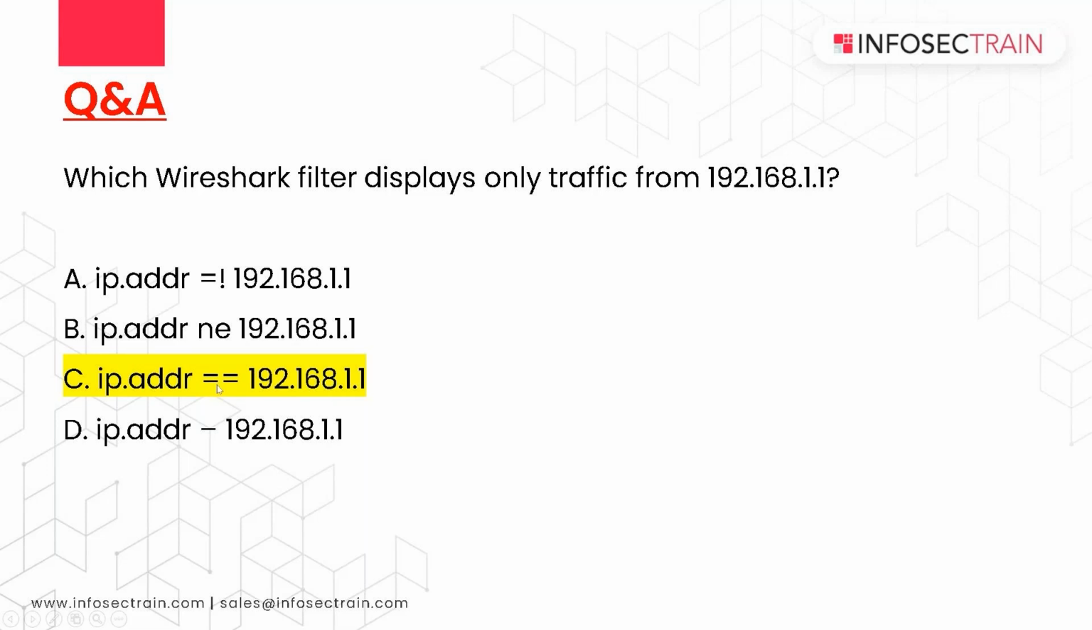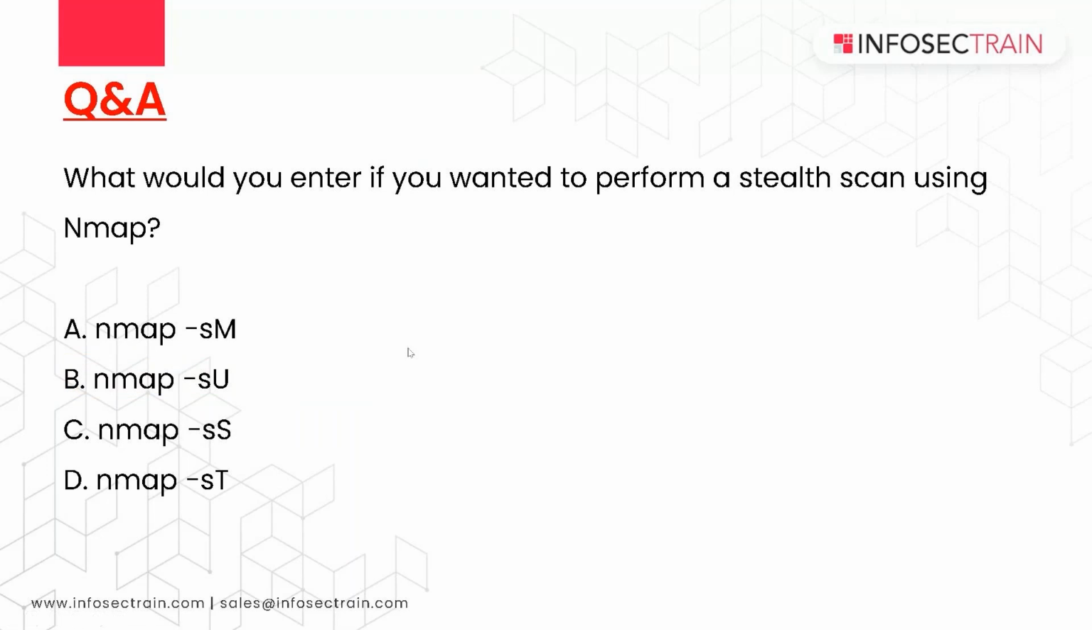In which we are using two equals to over here, right? So what it will be doing is it is going to give us all the packets from this particular IP address. If we are sending any packet to this particular IP address or if we are receiving any packets from this particular IP address, we are going to get all those results. So that is what we are having in this option C. So the correct option is your option C over here. Then what about this one?